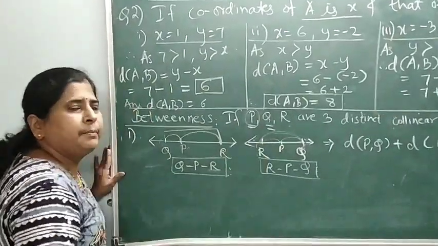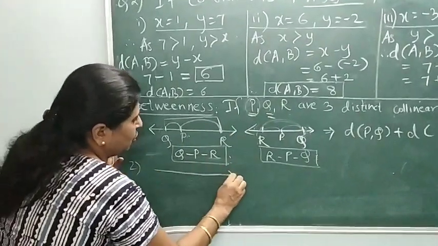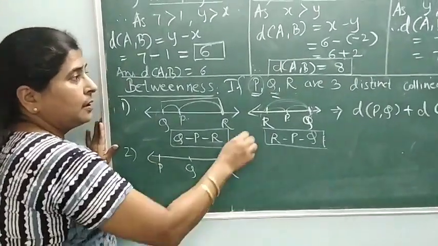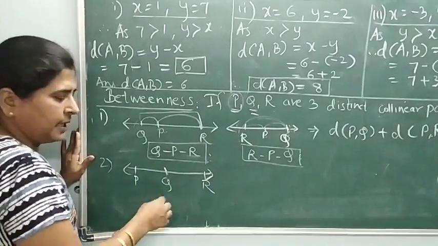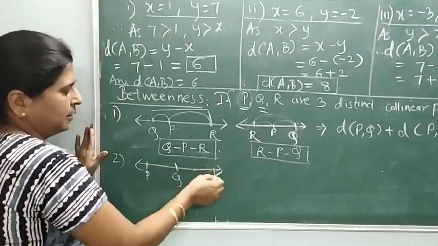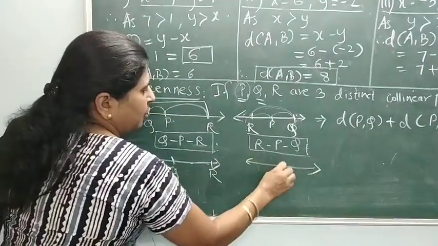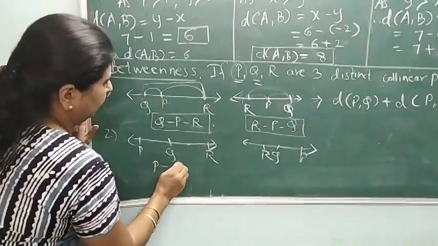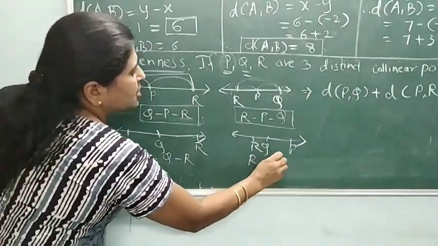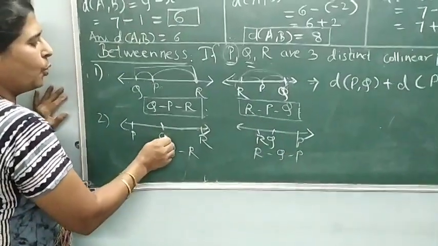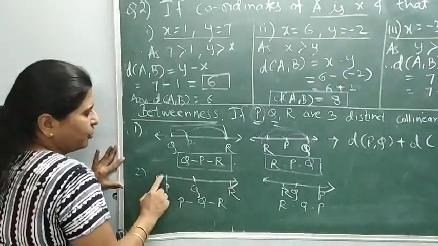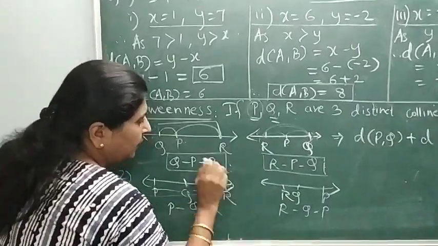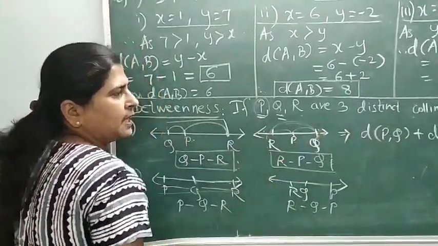What will happen if Q is in between P and R? We can show it like this. Q is somewhere in between P and R. My dear students, between does not always mean the midpoint. It can be anywhere between the other two points. Or in the other way, Q is somewhere between R and P. This we write as P-Q-R or R-Q-P. In this case, the distances PQ and QR added give us the complete PR. So we can write the relationship like this.